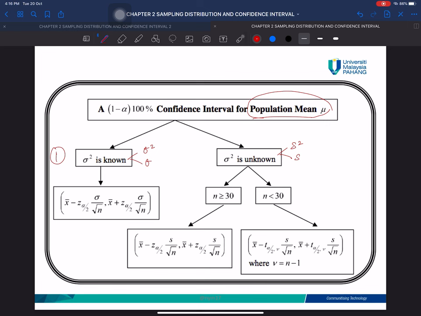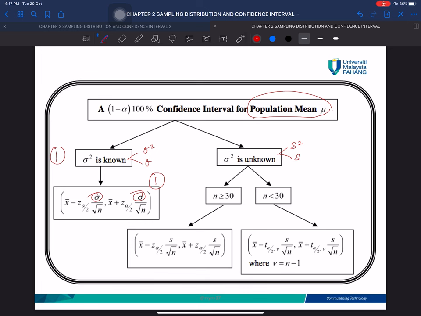I think when we go to the exercise, you will be well aware of that situation, whether the value is given from the population or from the sample. Known means that you have sigma square or sigma in that question, then we use the first formula here. The first formula here, you have Z alpha over 2, you have the sigma. Sigma here shows that it is for the known.